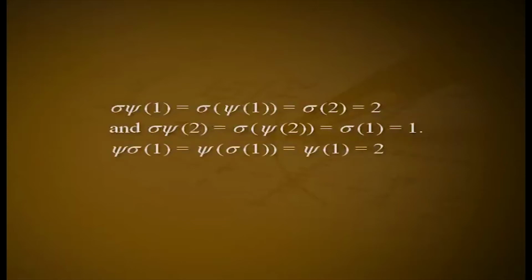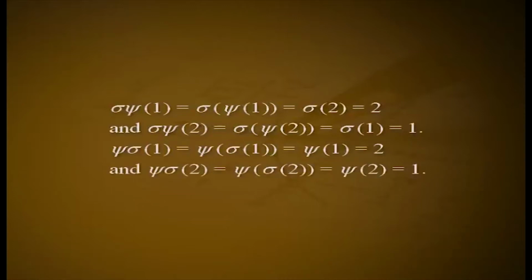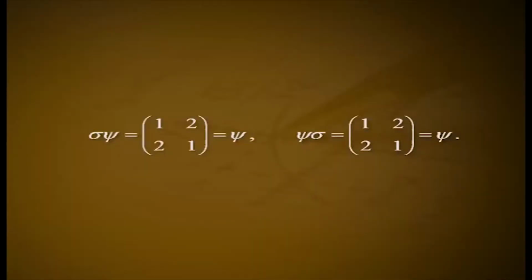Psi sigma of 1 is equal to psi of sigma of 1, which is equal to psi of 1, which is equal to 2, and psi sigma of 2 is equal to psi of sigma of 2, which is equal to psi of 2, which is equal to 1. They can be denoted as follows. Hence, the function composition is a binary operation on the set of permutations on A equal to the set {1, 2}, denoting a permutation. As in the previous example, we write a permutation sigma on A equal to the set {1, 2, ..., n} in the following fashion.